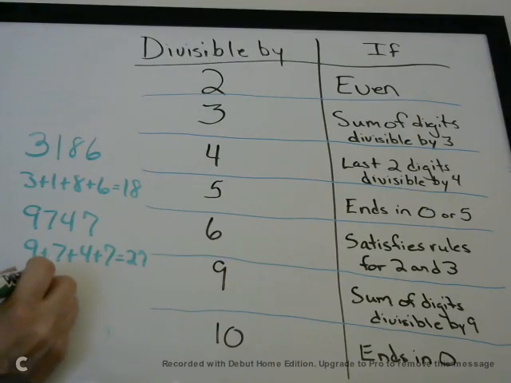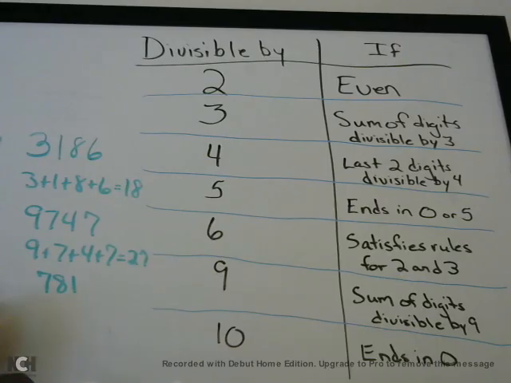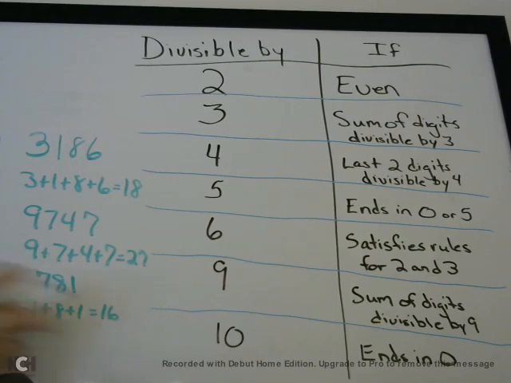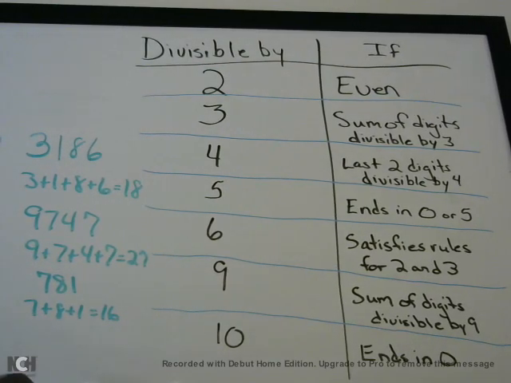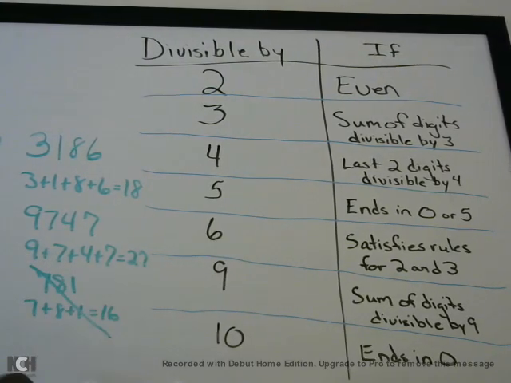What about, let's say we didn't know, well, let's do 781. 7 plus 8 plus 1 is 16. And we know that 9 does not go into 16 evenly, so 781 would not be divisible by 9.